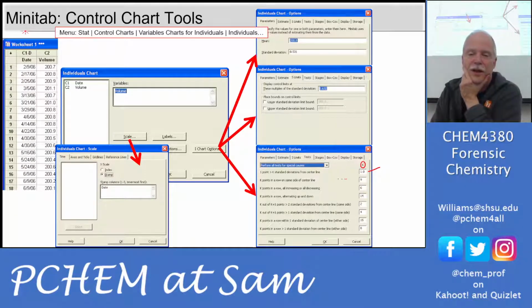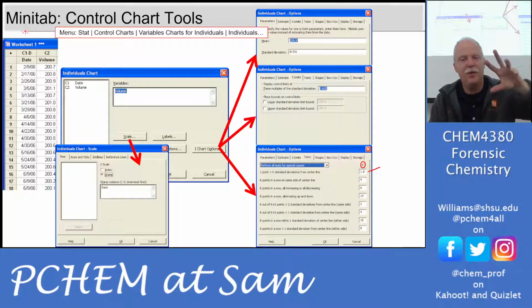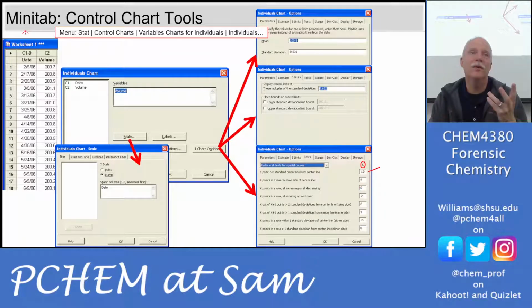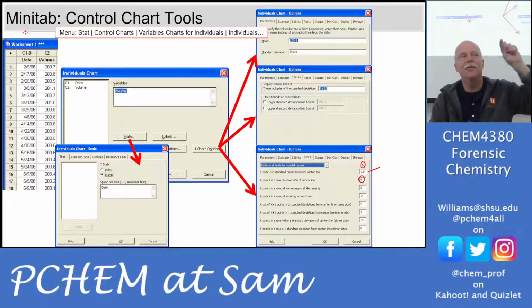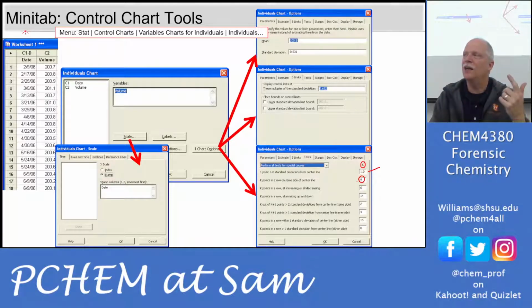Okay. And then here, k points in a row on the same side of the center line. That's a trend, right? It says k points on one side of the center line. Well, that should be a large number, right? So they picked 9 here. This was the default for Minitab. So you're collecting data, but all of a sudden you have a run of 9 on one side. What's the probability of getting 9 on one side? First of all, let's just say one point on one side.